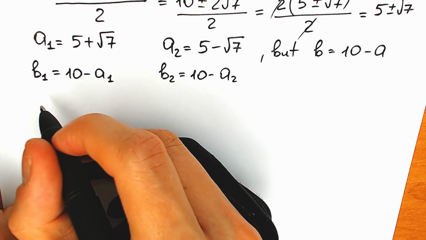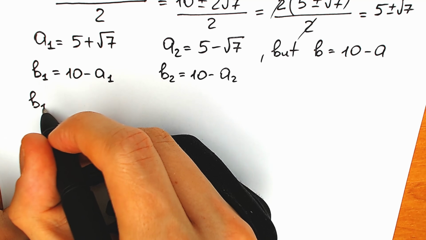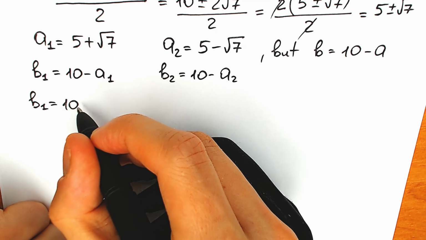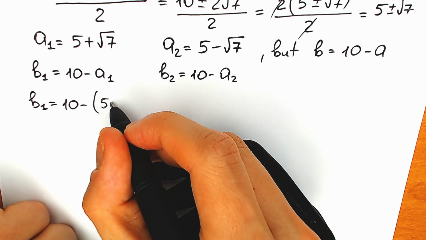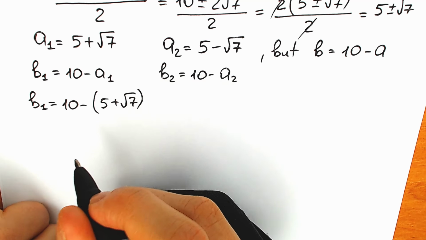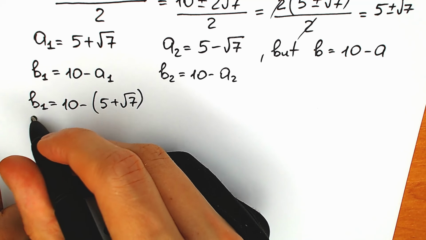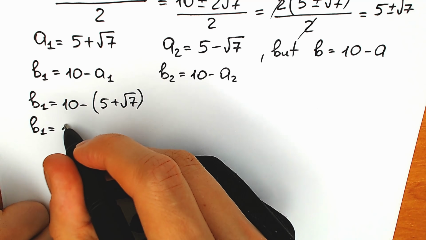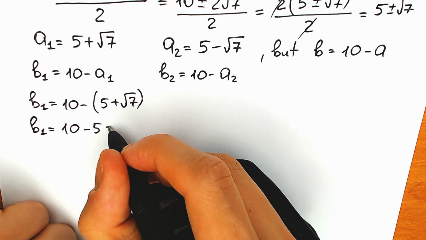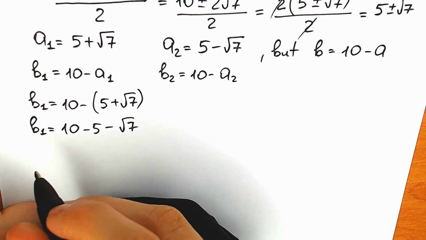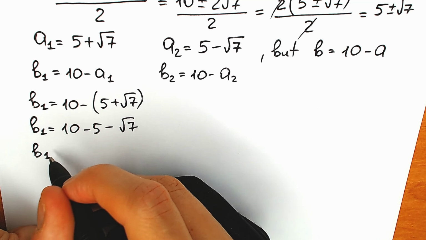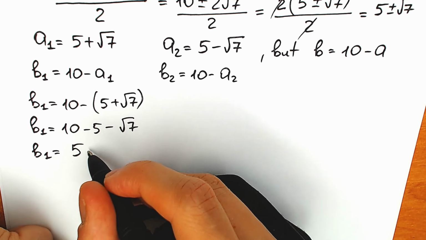First of all, let's find b first. B first equals 10 minus a first, so 10 minus 5 plus square root of 7. Let's simplify this real quick. So b first equals 10 minus 5 and minus square root of 7. From here our b first equals 5 minus square root of 7.